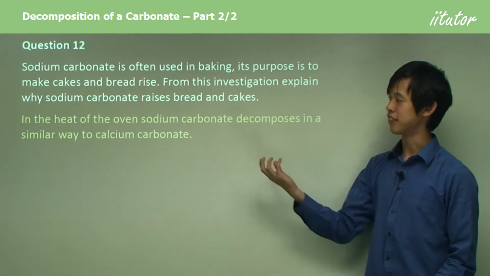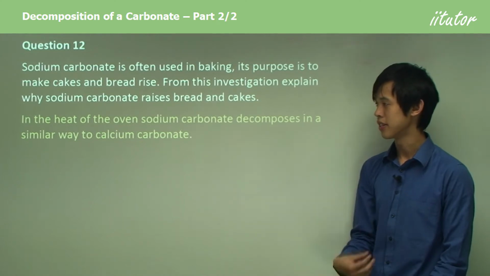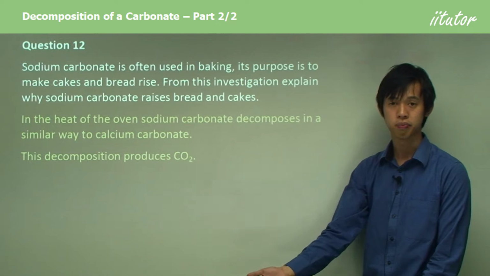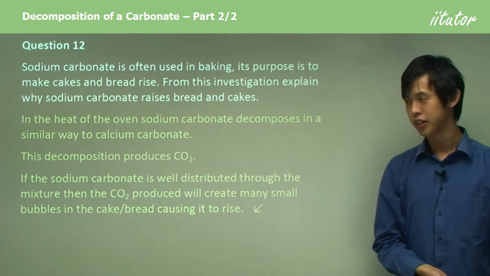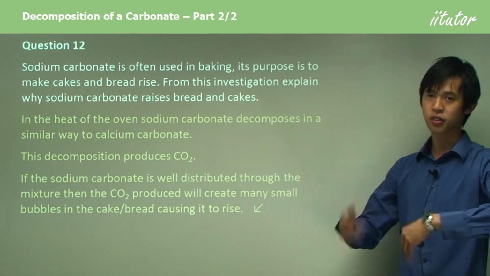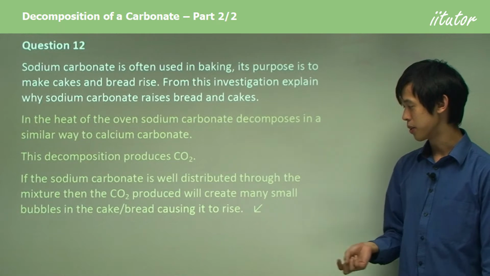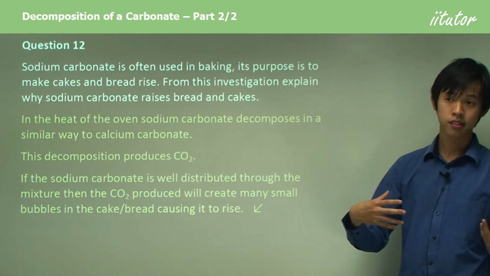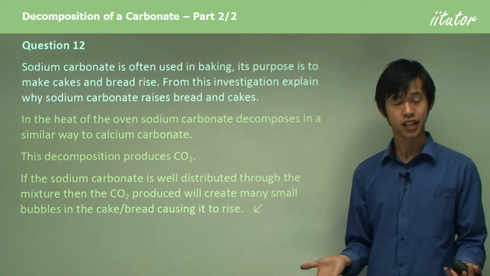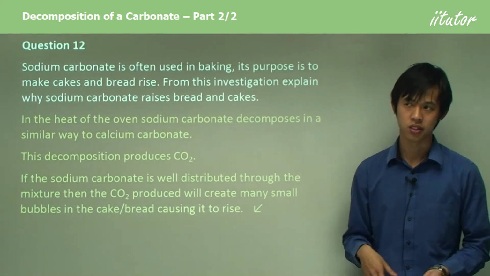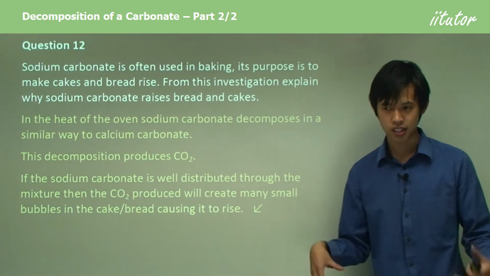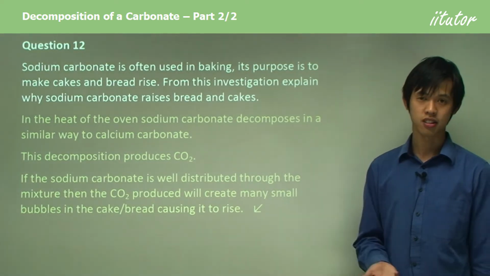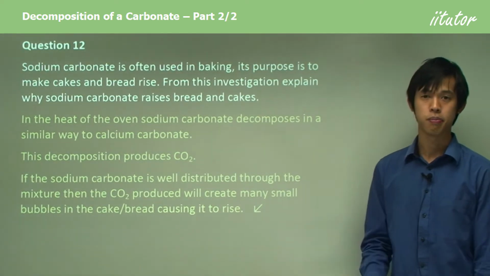So in the heat of the oven, sodium carbonate decomposes in a similar way to calcium carbonate. Now that decomposition produces CO2. Now if the sodium carbonate is well distributed through the mixture, so if you've mixed your dough very well, then the CO2 produced will create lots of little bubbles in the cake. And those little bubbles obviously take up space. By taking up space, they make the bread or cake rise. That's under the assumption, of course, that you've distributed it well throughout your system, and so that's why cakes rise when you add this sodium carbonate or sodium bicarbonate.